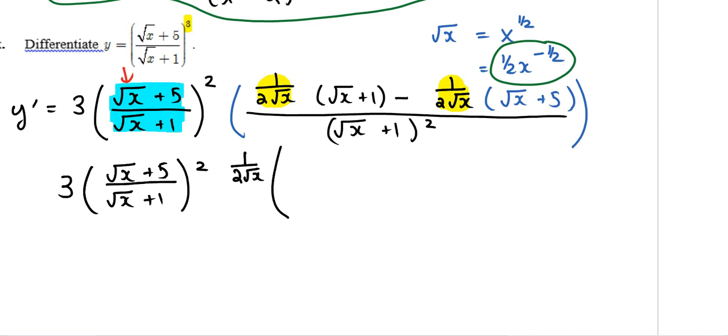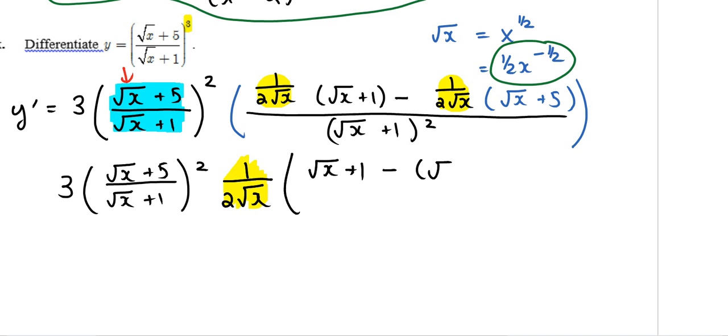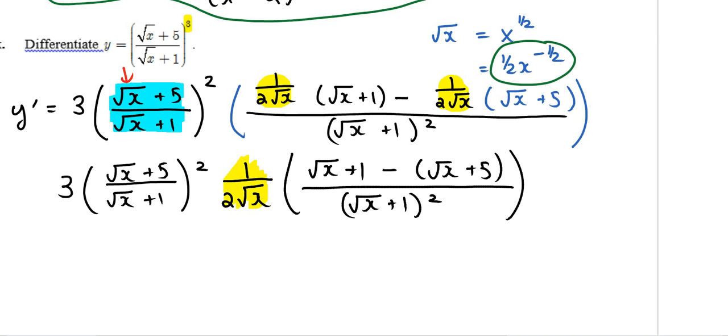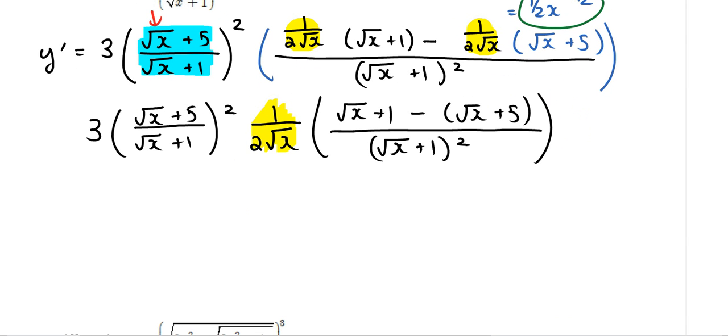I'm going to write this a little bit bigger here. Let me factor out the 1 over 2 root x, highlighted here in yellow. Once I do that, I'm going to get root x plus 1 minus bracket root x plus 5 all over root x plus 1 squared, close the bracket. And you know what? I definitely can simplify this a little bit more and get yourself a nicer answer, but I'm thinking about how much time I really want to put into simplifying this.